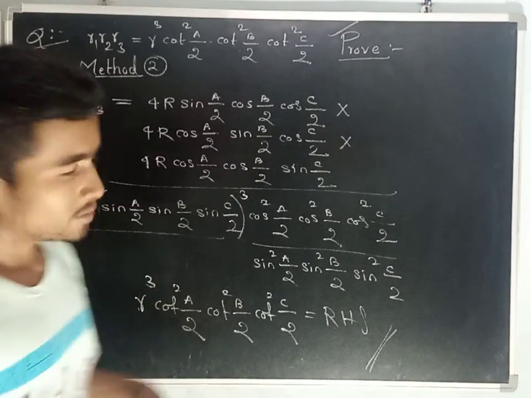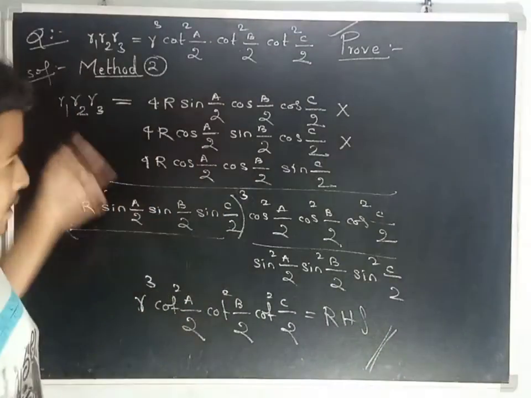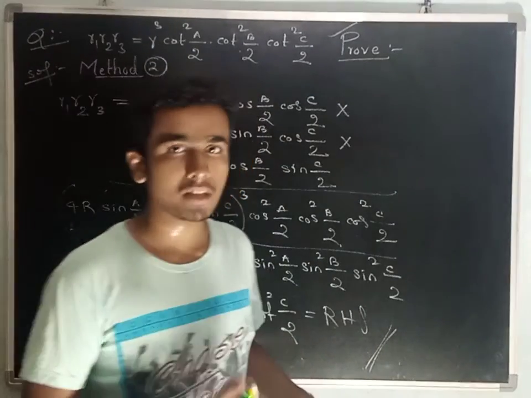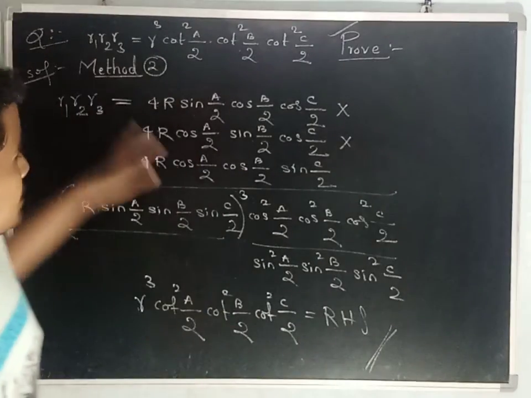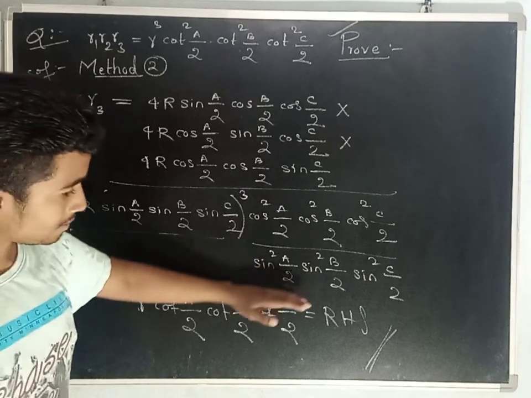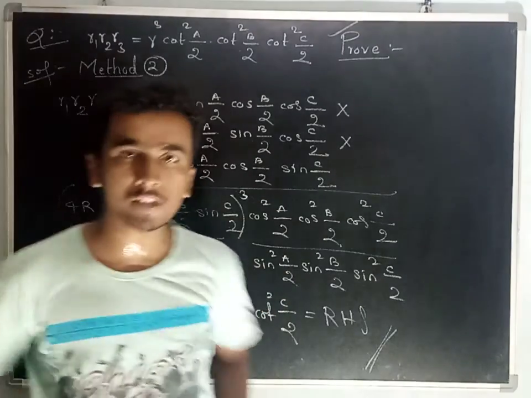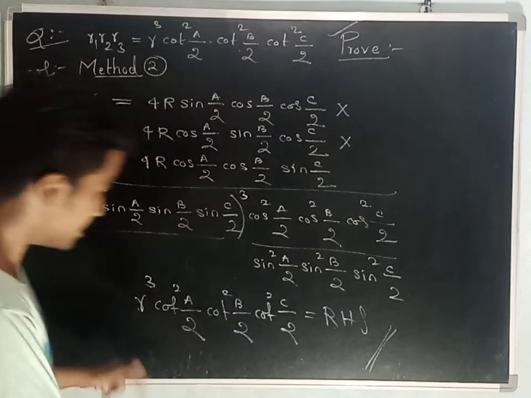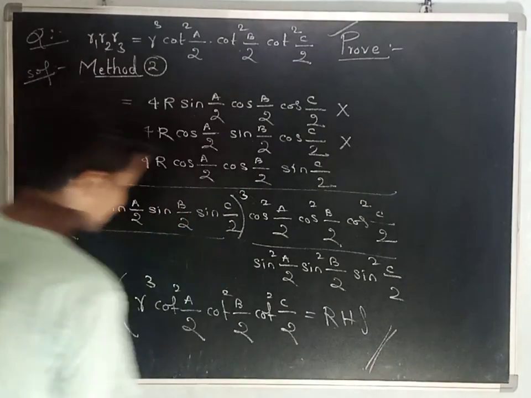See? In the first method, I have applied another formula, delta by s minus a. Like delta by s minus a, right? In the second method, I have applied these formulas. And we have solved the same question in a completely different method. But finally, the result is the same.